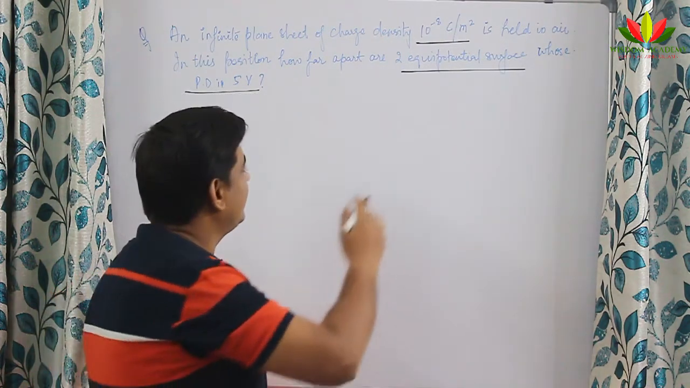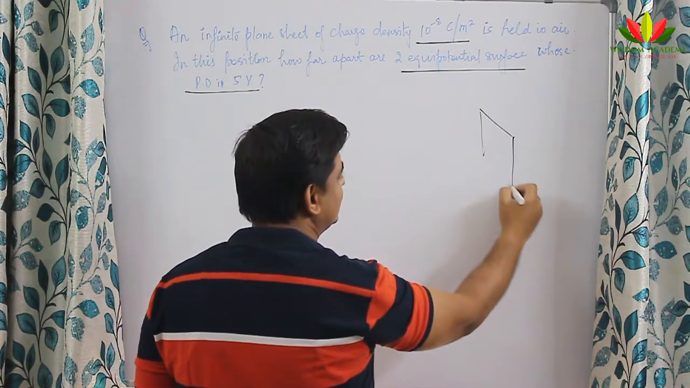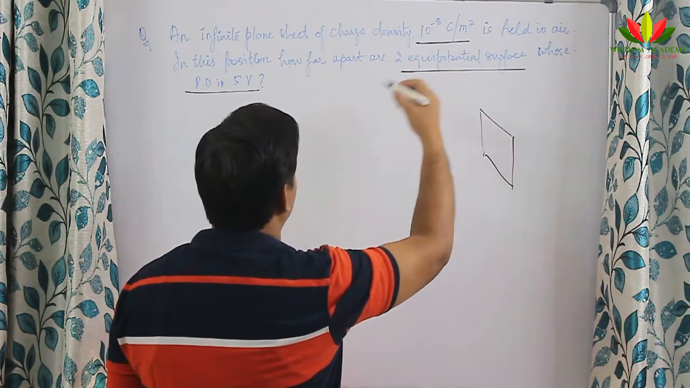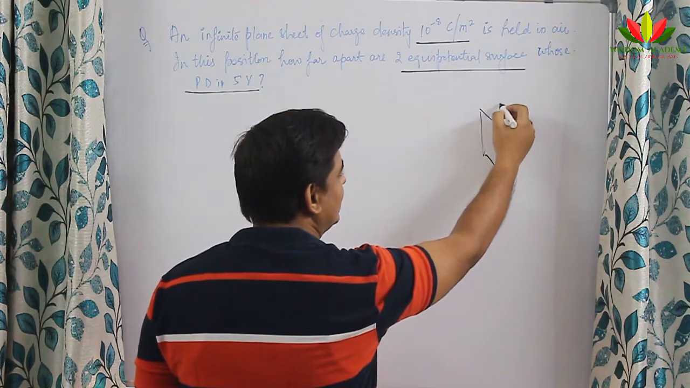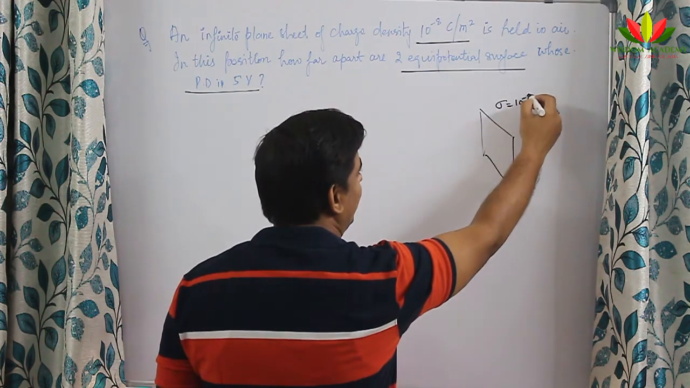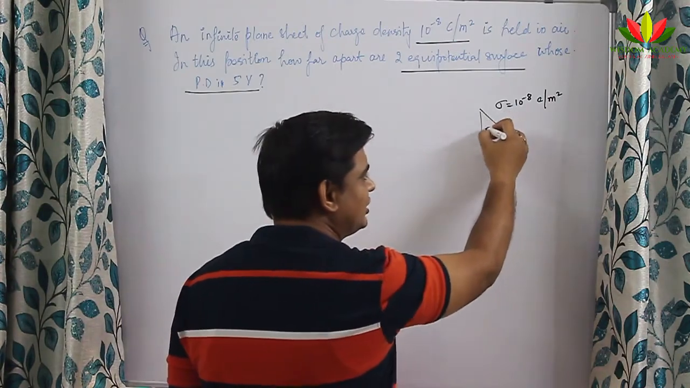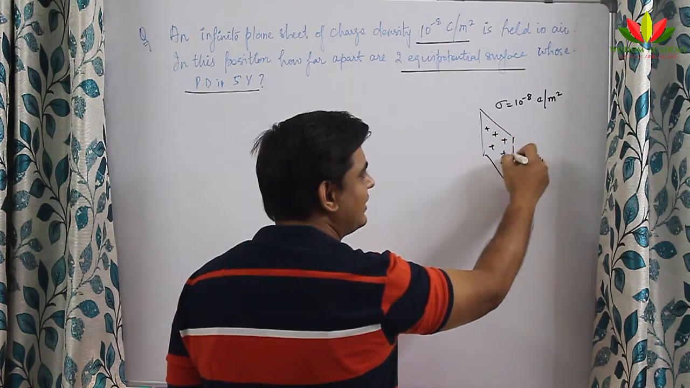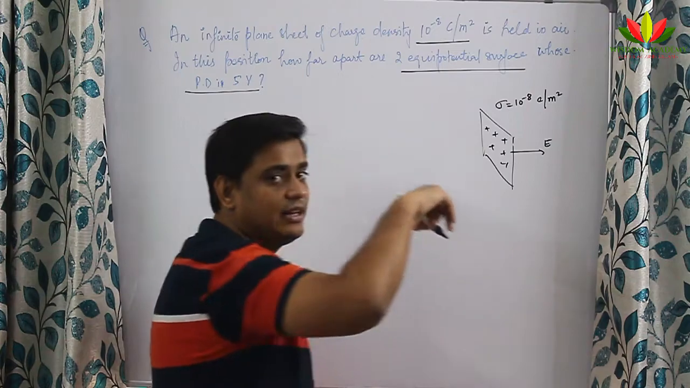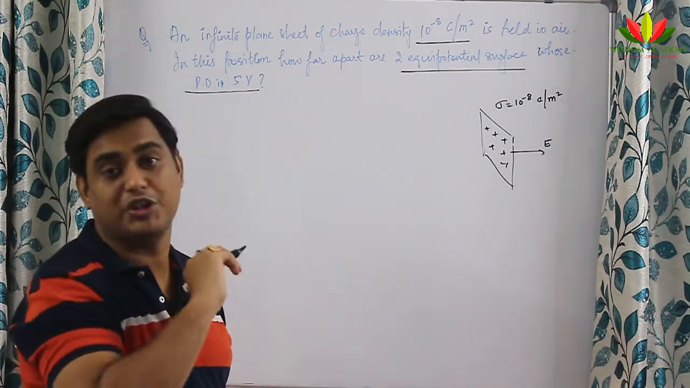So what they have told is, there is an infinite plane sheet, something like this. There is a sheet and it has a charge density of 10 to the power minus 8. So sigma is given as 10 to the power minus 8 coulomb per meter square. And they are asking, see, if there is a charge here, then definitely there will be an electric field. If there is an electric field, there will definitely be electric potential.